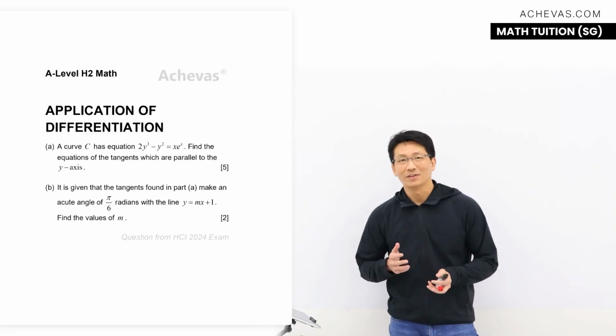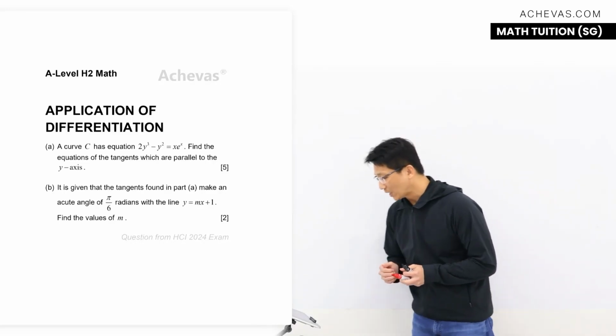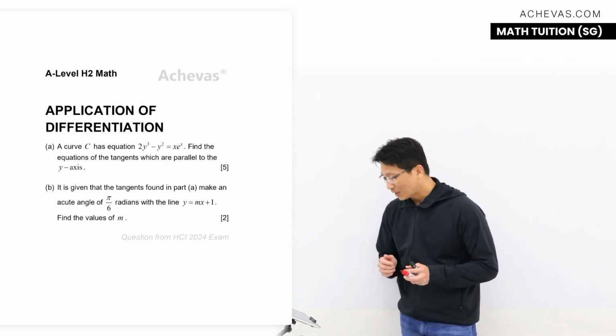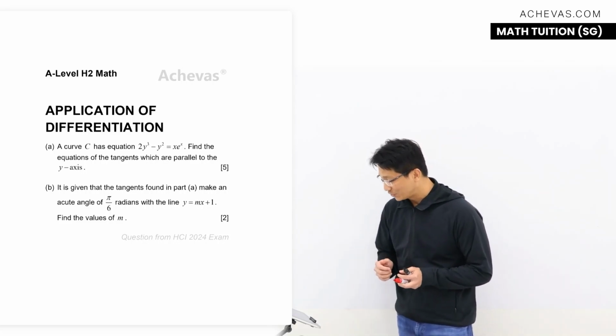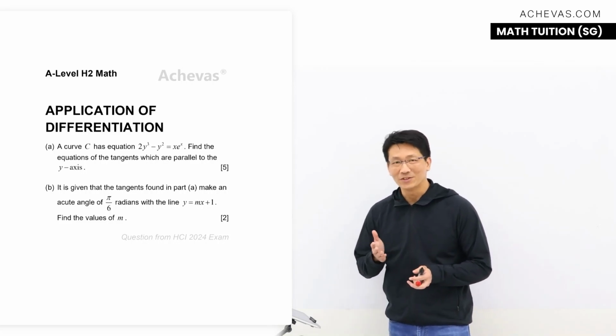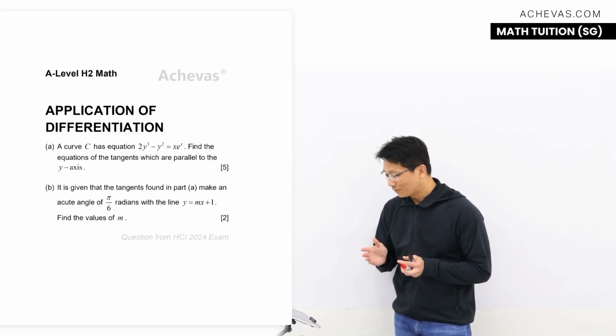Let's take a look at a question on application of differentiation. We have here a curve C given by the equation 2y cubed minus y squared equals x e to the power x. And we are supposed to find the equations of the tangents which are parallel to the y-axis. I suppose there should be more than one tangent that we need to find, since the question uses plural for the equations instead of singular.